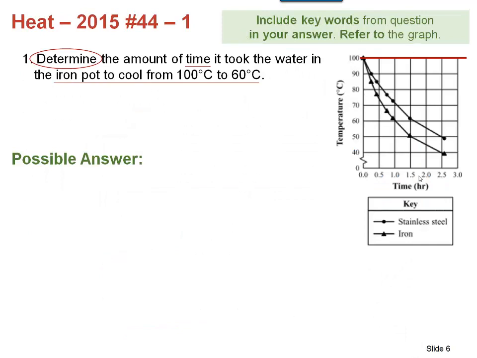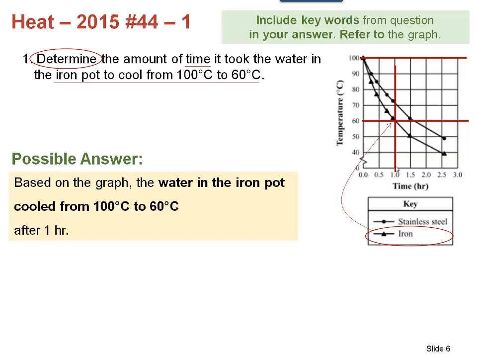So, I look at the graph and I note that the pots start at 100 degrees Celsius here. Then the iron reaches 60 degrees here. And I look at where the 60 degrees intersects the iron curve. It's at 1 hour. So based on the graph, the water in the iron pot cooled from 100 degrees to 60 degrees after 1 hour. Notice that I bolded the words that appeared in the question itself to help to focus my answer better.